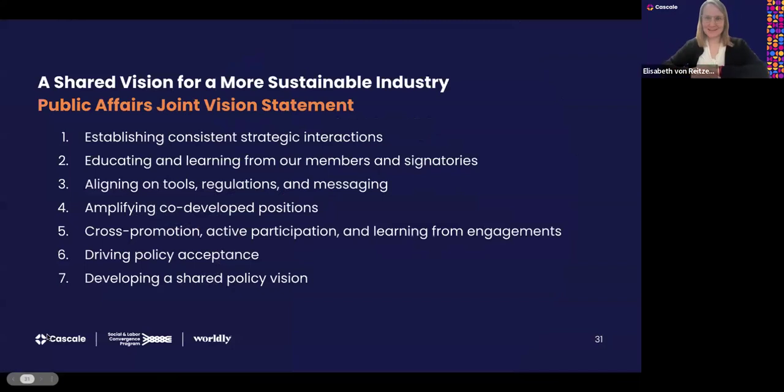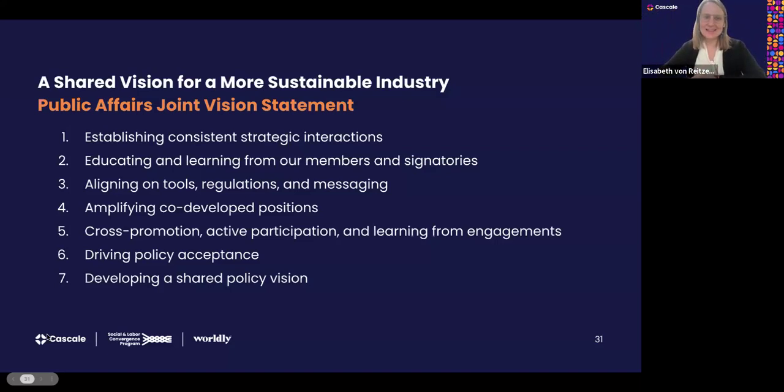Yes, thanks, Gabby, and also thanks, Tom, for the very interesting assessment. So yes, collaboration and our joint public affairs vision statement. So yes, teased and mentioned already earlier. We are now actually today very proud to, for the first time, officially announce the vision statement.